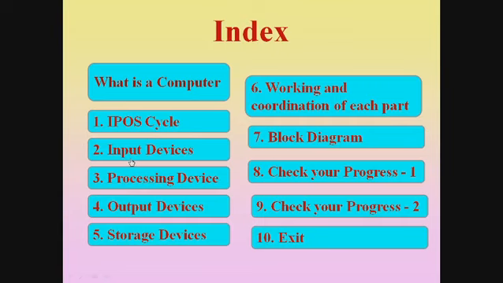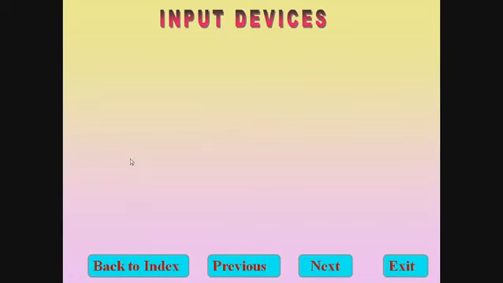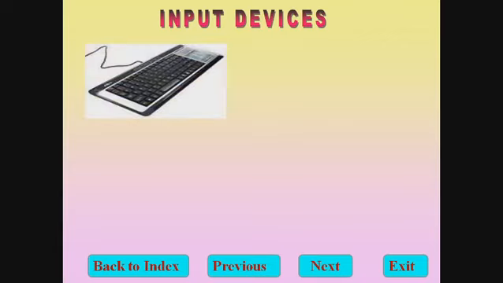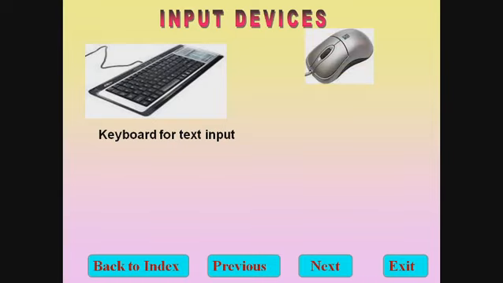Now next, on the basis of this IPOS cycle, for I we have input devices. That means the step of input is performed by some devices, and these devices are input devices. So let's see here, the keyboard. Whenever we want to input text, we have the keyboard as an input device. If all the instructions are written on the monitor, then we can use a pointing device. It is also used for drawing.